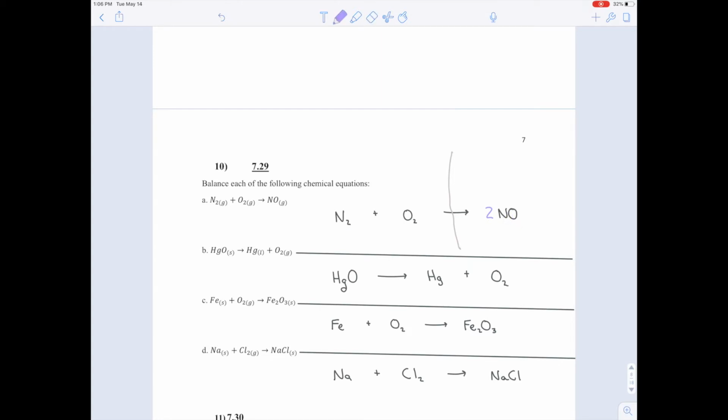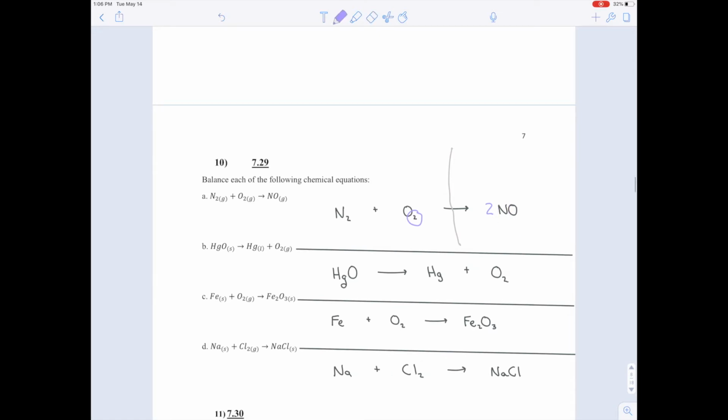Now, every time you add a number, and notice you can only add numbers to the left, in front of a whole compound, always start over, because by adding the number, you could have changed the balance of a whole bunch of things. So we have 2 nitrogens on the left, 2 nitrogens on the right, so that's balanced. How about oxygen? We have 2 oxygens on the left, and because we have 2 of this whole thing, you distribute it. That 2 is like saying you have 2 NOs, so you have 2 N's and 2 O's. You can distribute that 2 to each of the elements.